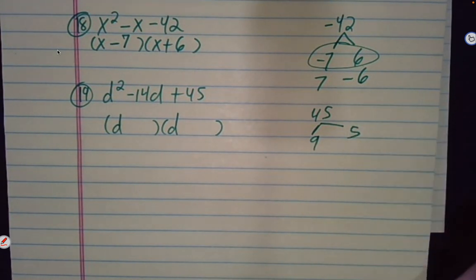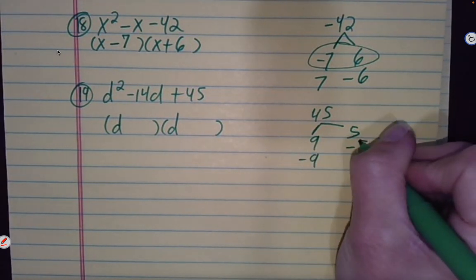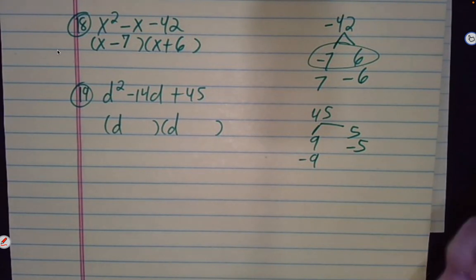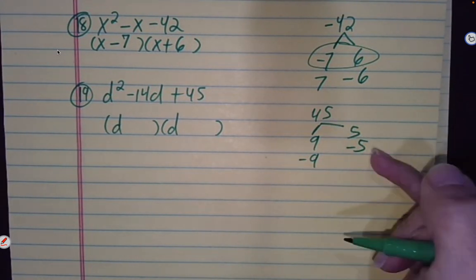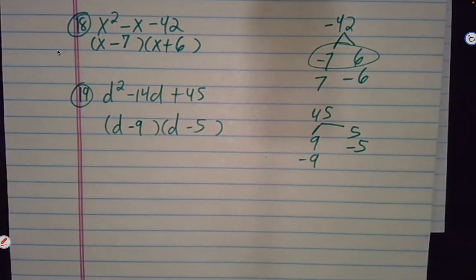Do 5 and 9 add to negative 14? They add to a positive 14. What if they were both negative? Does that still work? Yes. It multiplies to give me 45, and they add to negative 14. So it's minus 9 and minus 5.